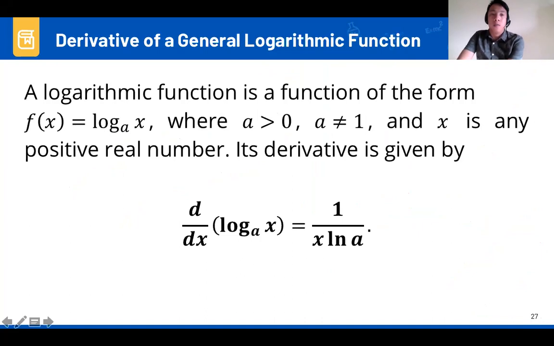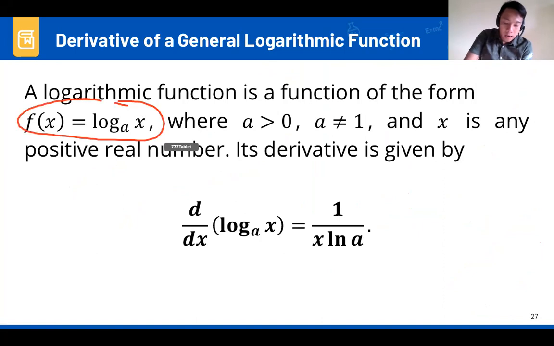So this will be the derivative of a general logarithmic function. A function of the form f of x equals log of x base a, where a is greater than 0. That is positive numbers. Okay? Greater than 0. It was not said greater than and less than 0. No. It must be greater than 0. And a is not equal to 1.